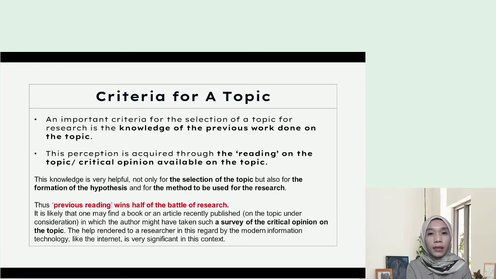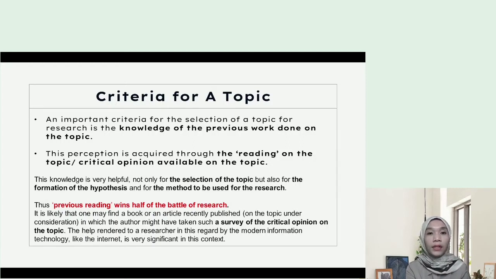And here the criteria for a topic. An important criteria for the selection of a topic of the research is the knowledge of the previous work done on the topic. So let's say you have read a novel and there you find one main issue, you find the topic. You need to have the knowledge about the topic, about the main issue. Let's say, be it feminism, be it post-colonialism, let's say ambivalence, let's say oppression, let's say discrimination.